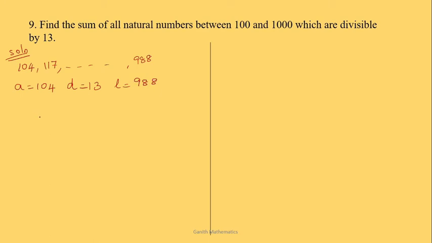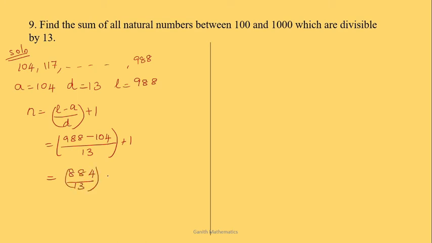Okay. Now we are going to find n. Then only we can find Sn. So what is your n? n is equal to (L minus a) by d plus 1. What is your L? Your L is 988, minus a is 104. What is your d? Your d is 13, plus 1. Okay, 988 minus 104 will give you 884, divided by 13, plus 1. So this will be equal to 68 plus 1. So your n will be 69.